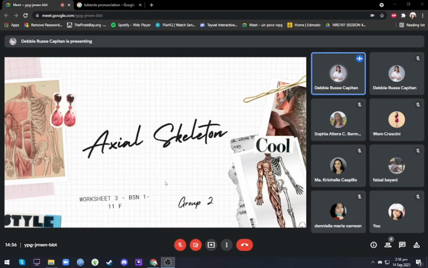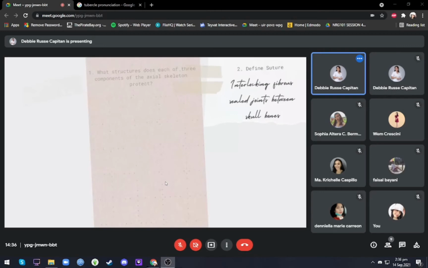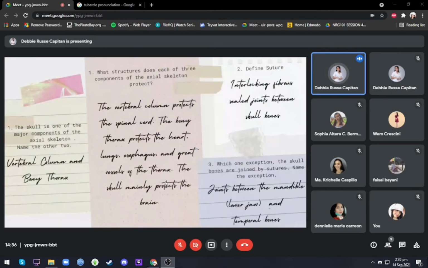So I will be tackling the axial skeleton. For the first question, the skull is one of the major components of the axial skeleton. Name the other two. The other two are the vertebral column and the bony thorax. Follow-up question: what structures does each of the three components of the axial skeleton protect?